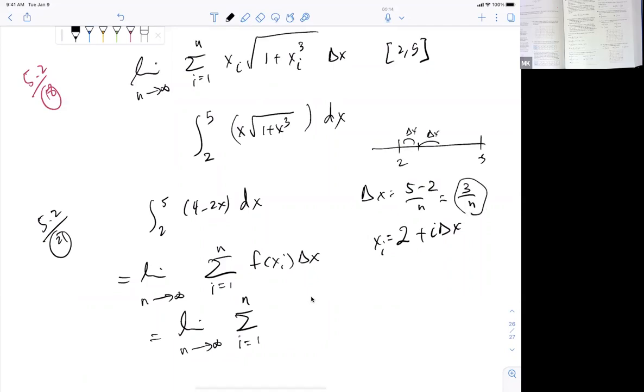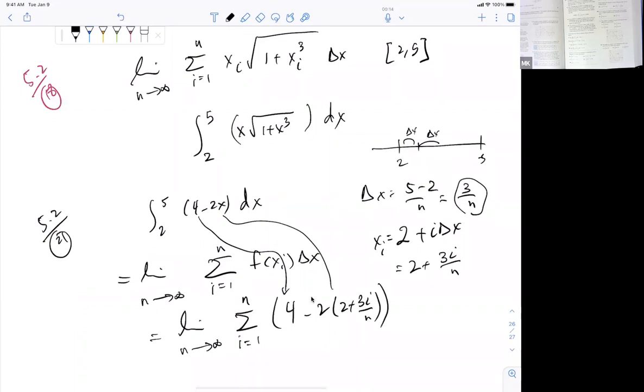So delta x is 3 over n, so xi is going to be 2 plus 3i over n. So it's going to be 4 minus 2xi, which in this case is 2 plus 3i over n, and delta x is 3 over n. So this represents your xi.